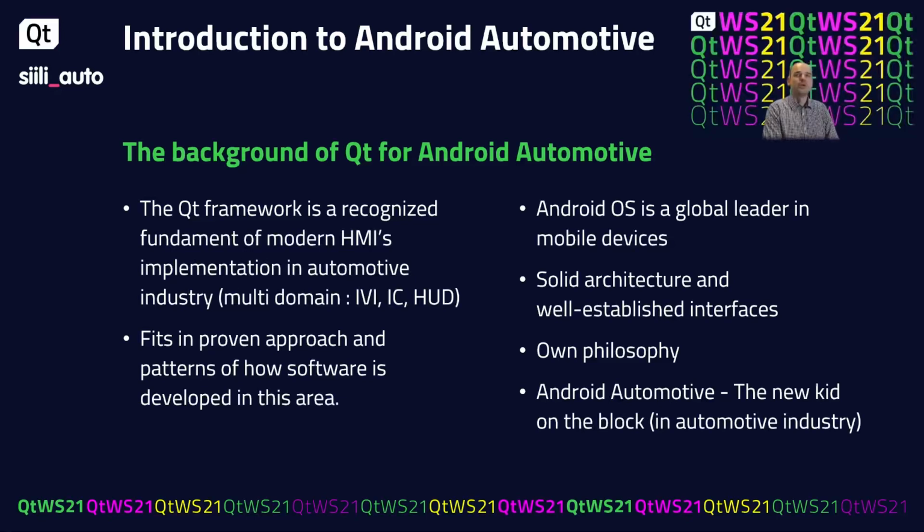On the other side, we have the Android OS, which is a global leader in mobile devices. It has a well-defined architecture and consistently adapts it to new challenges, like now automotive. But Android has its own philosophy, and when we are doing software for Android, we need to accept it. It is related to security policy, multitasking, UI composition, drawing, interaction with the system, and so on.